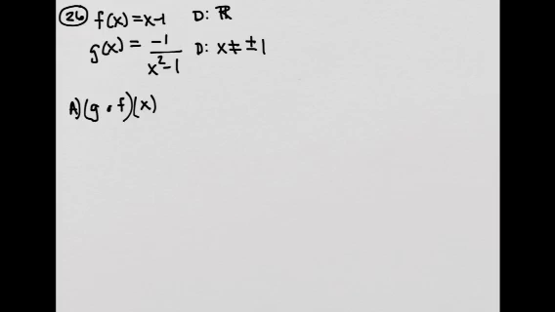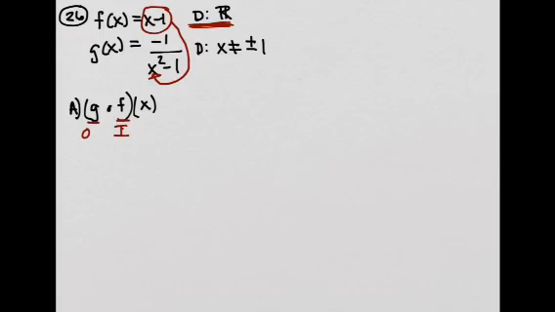Alright, so for 26, they're asking you for the composition of g of f of x. And so remember, this is the inside function. This is the outside function. So this is going to substitute this x right here. So notice that we come in with the inside function, right? So we come in with all real numbers.